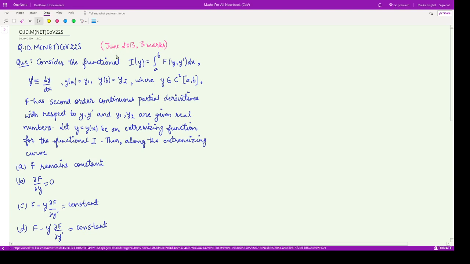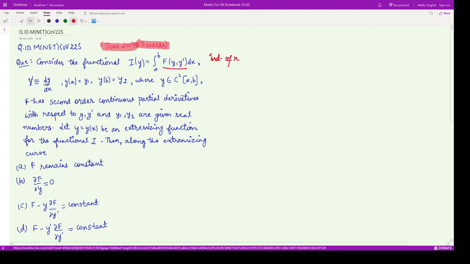In this video, we are going to solve a question from June 2013 consisting of 3 marks. So let us see what the question is. Consider the functional I of y, which is equal to the integral from a to b of f of y, y dash dx. That is, the given function is independent of x. You can clearly see from here.